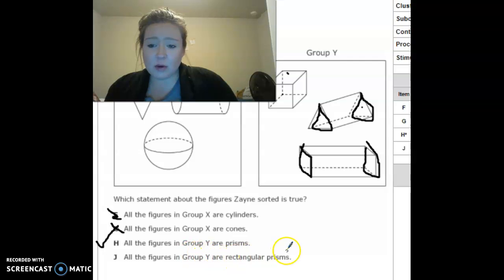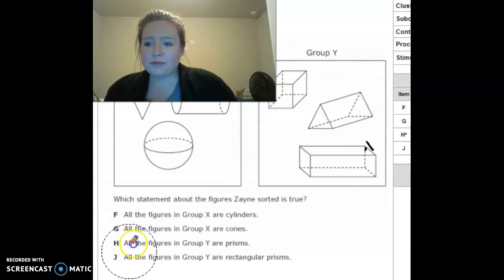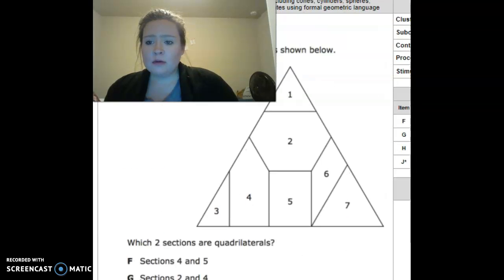All the figures in Group Y are rectangular prisms. Well, this is a cube, this is a triangular prism, and this is a rectangular prism. So that is wrong. So here the correct letter is H. Okay?